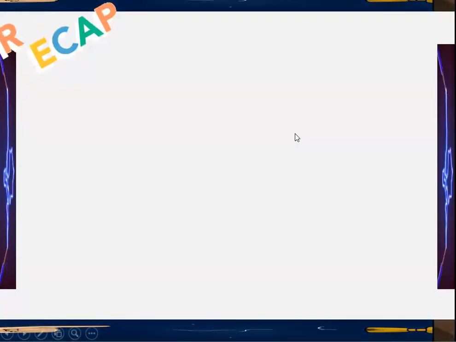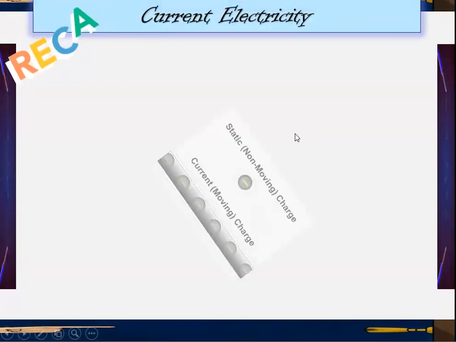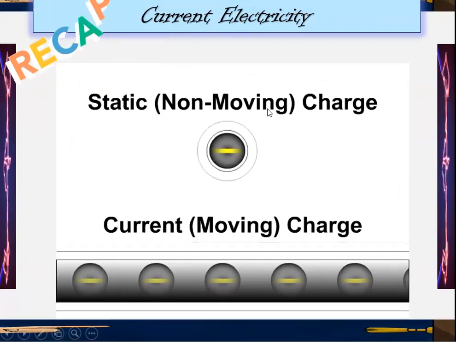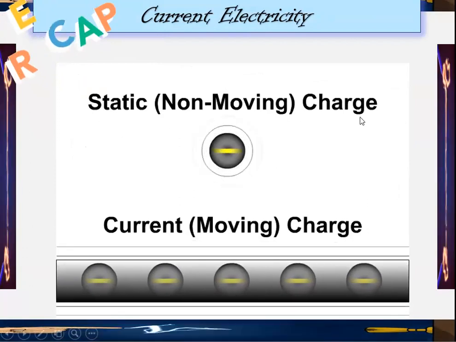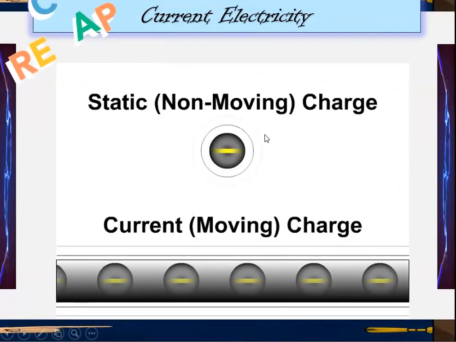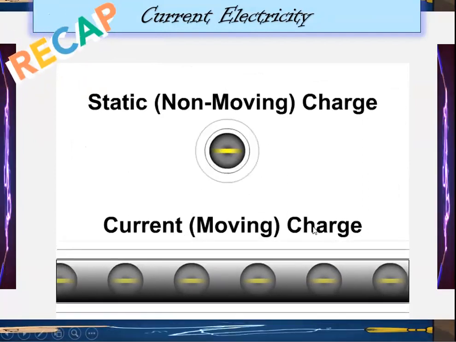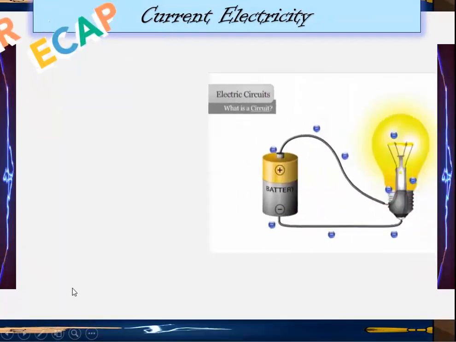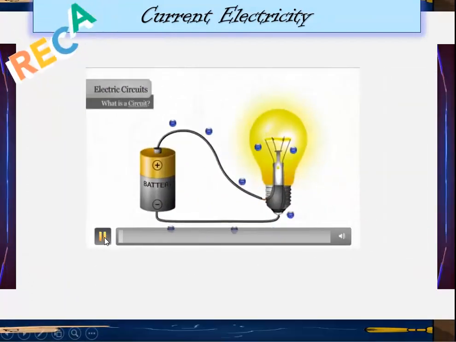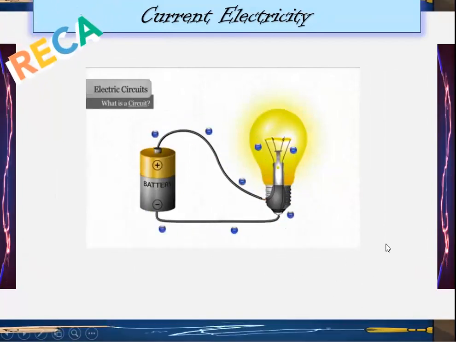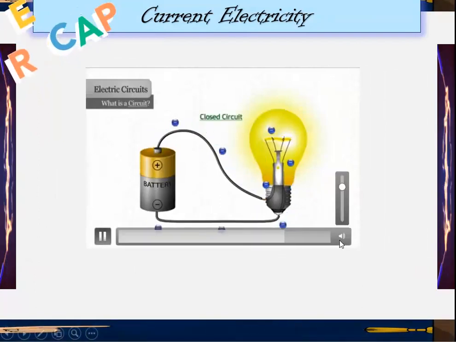Now, what is current electricity? Students, just now we read about static electricity that is not moving. So, static means non-moving charge. If we are talking about current electricity, it means that we are talking about moving charge. An electric circuit is a pathway along which charged particles can flow. The cell is the source of energy which pushes the charge in the circuit.